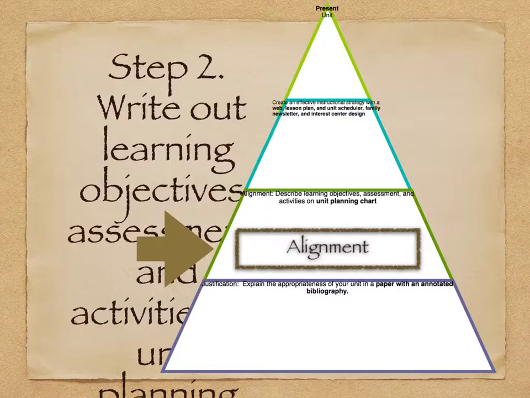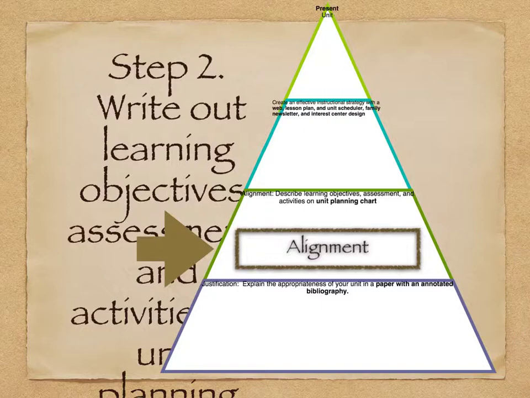You've completed the justification paper. You were able to explain the appropriateness of your paper, how children learn, what you need to teach, and different teaching and assessment strategies. So now you're ready to write out learning objectives, assessment, and activities for your unit in order that children can answer the essential question that you selected.